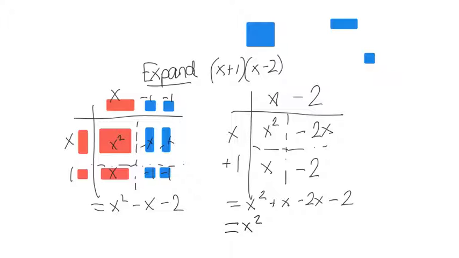1x minus 2x is going to be minus x, or negative x, minus 2. So that's my final answer. So you can see that I do in fact get the same thing as I had over here. Same thing. But I arrive at it in a way that doesn't involve algebra tiles.